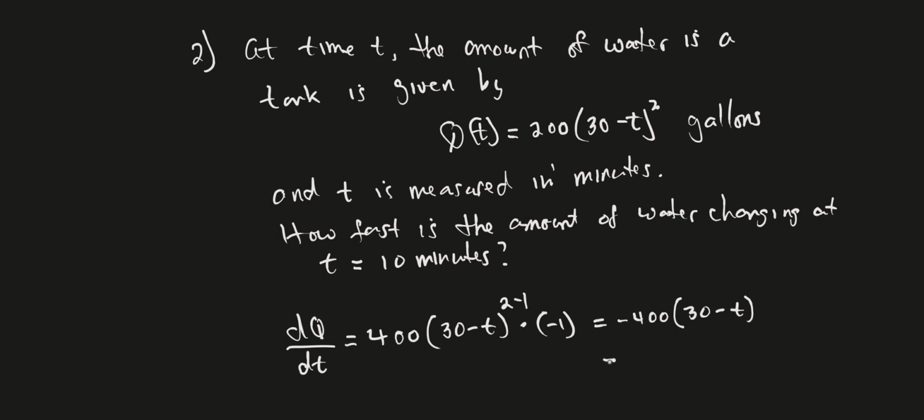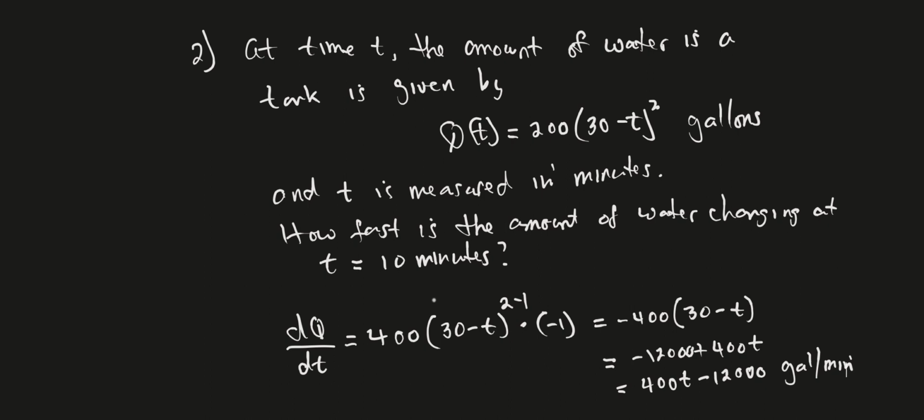If I wanted to, I could distribute the negative 400, and I will have a negative 12,000 plus 400t. Or let me write it like this: 400t minus 12,000. Actually, that's 12,000, not 1200. There we go. And now, again, the units for this would be gallons per minute.